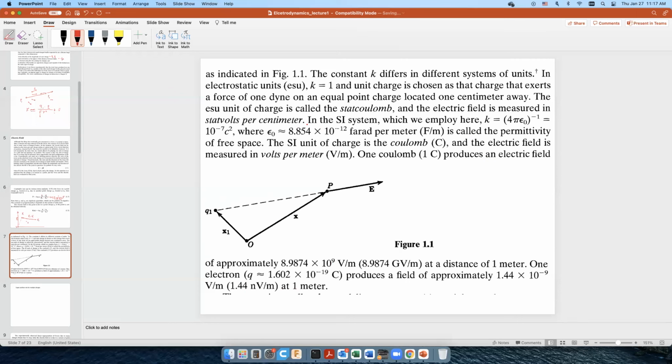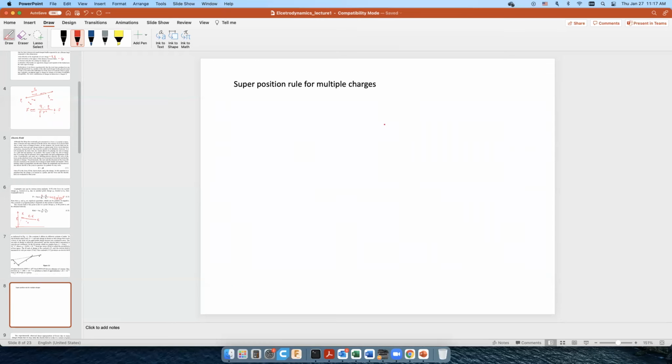There are two different unit systems when you do electrostatic calculations. One is using the statcoulomb, and the other one is using SI units. Please read the textbook and see what the difference between them is. Now, next concept. For multiple charges, there's a superposition rule.